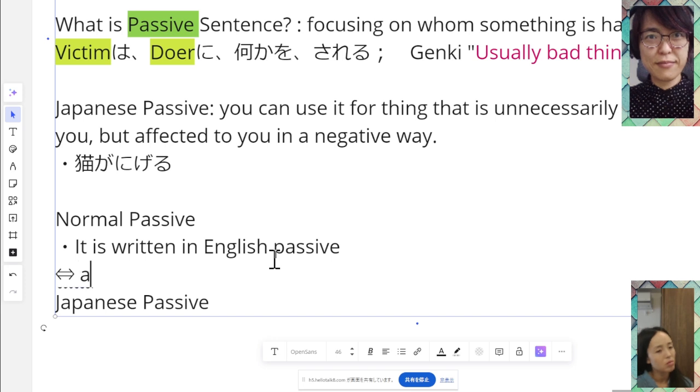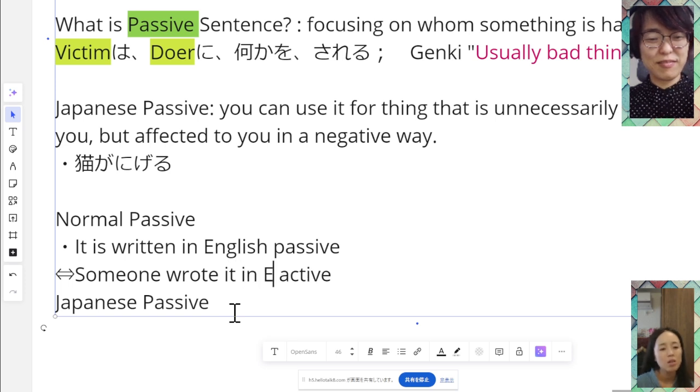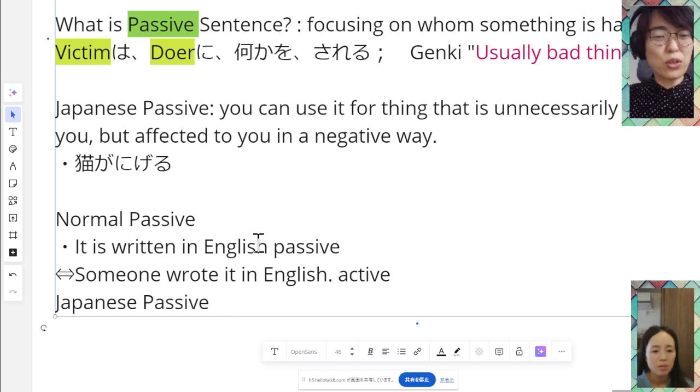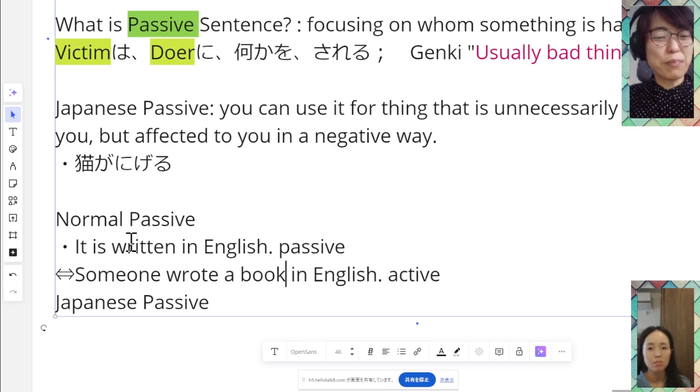Oh, so in Japanese? No, English. Active. Someone wrote it in English. Exactly. Someone wrote it in English. So basically, it can be a book, let's say. Someone wrote a book in English.